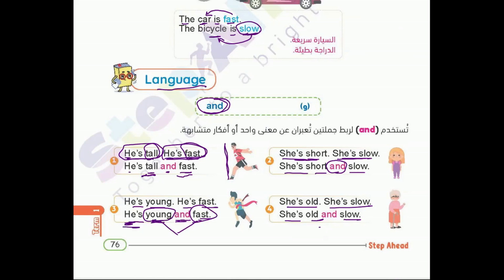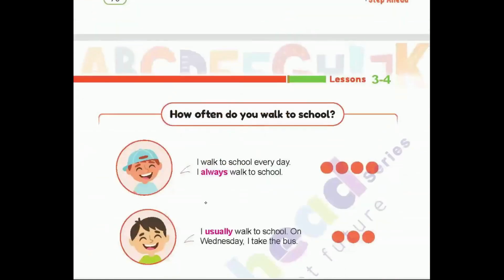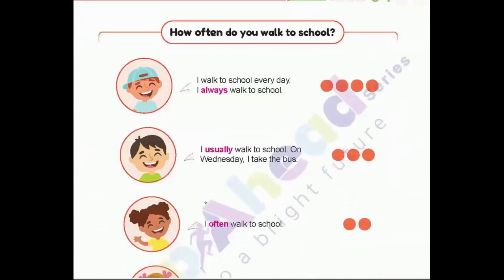Okay, let's go now to know how I can use these words to talk about the number of times of repeating an action. Here, how often do you walk to school? For example, I need to know about the number of times of walking to school. How can I know the number? I'm using how often to ask you how many times you repeat this action, walking to school.